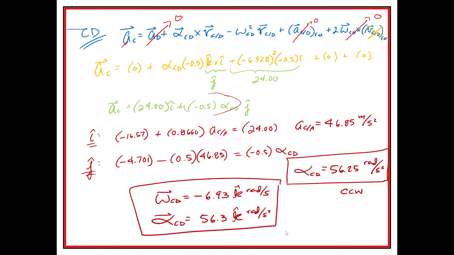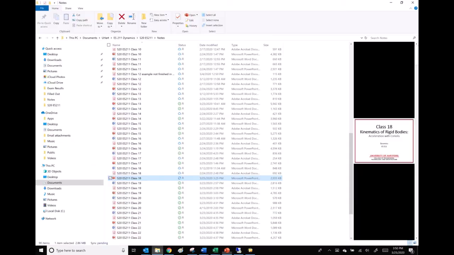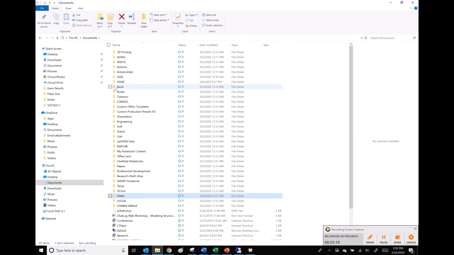So let's take a look now at what the solution manual had to say. Let's take a look at how long this is. Woohoo, 25-minute example. Yeah, baby. So let's take a look at the book here.